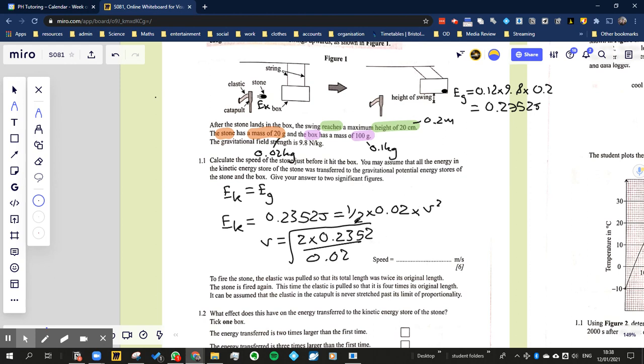So the trick was, don't forget that the gravitational energy included both masses, whereas the kinetic energy included just the one mass, the mass of the stone, and also to convert the units into standard units. All right.